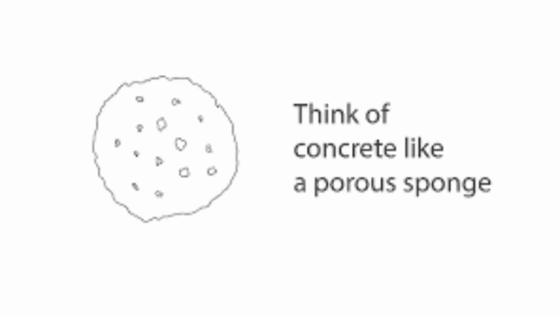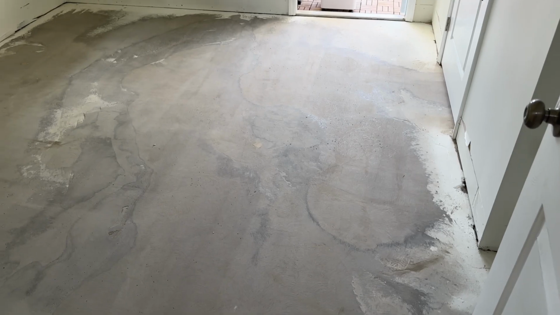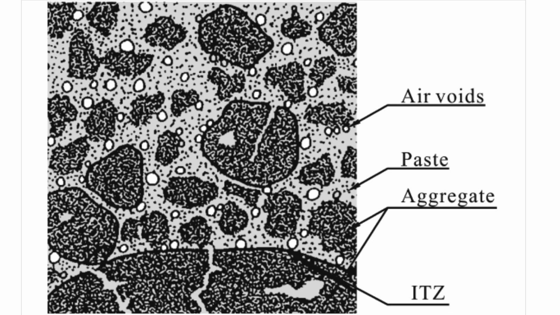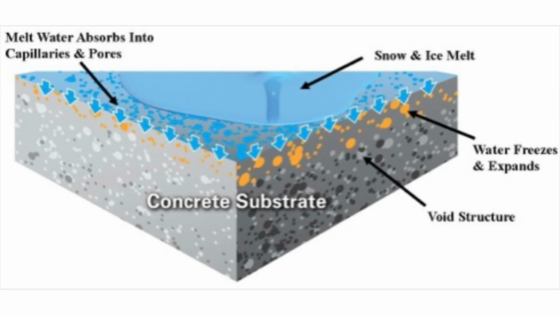Concrete is inherently porous, resembling a hard sponge. It contains microscopic voids and capillaries that allow air and moisture to flow through during pouring and placement of the concrete. Air entrainment, or intentional introduction of air voids, improves concrete's freeze-thaw resistance.